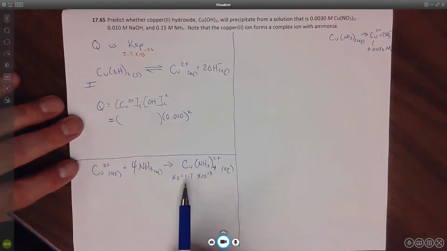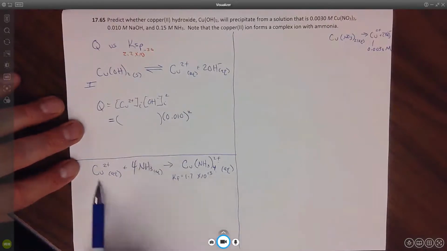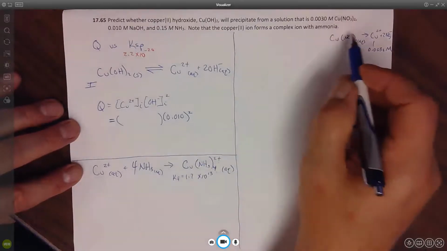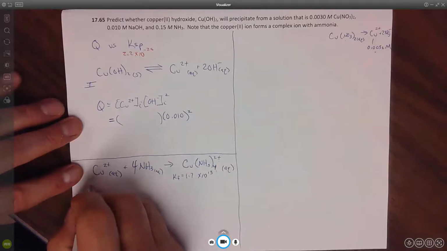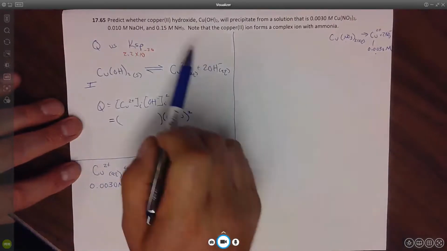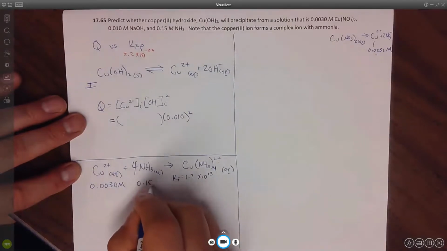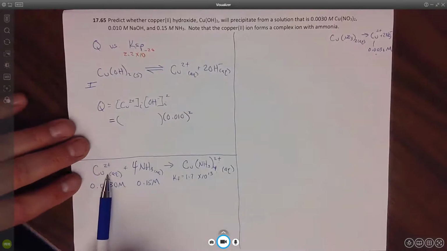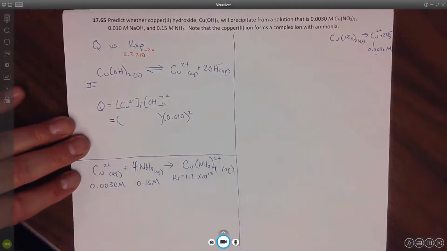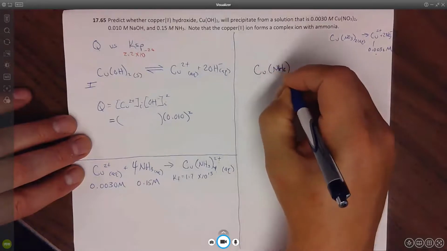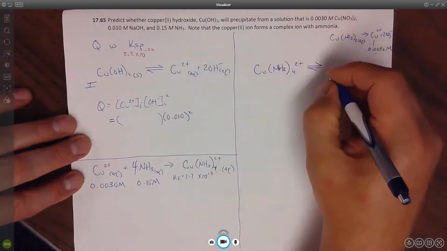So we can do that here, because this huge value is basically indicating that all of our reactants have gone to products, at least for the limiting reagent. So here we've established that we started off with 0.0030 molar of our copper 2 plus. And the original question told us that we started off with 0.15 molar of our ammonia. Now we're making the assumption that all of this copper reacted to form our complex ion. And by flipping the reaction, we're looking at the dissociation of our complex ion.